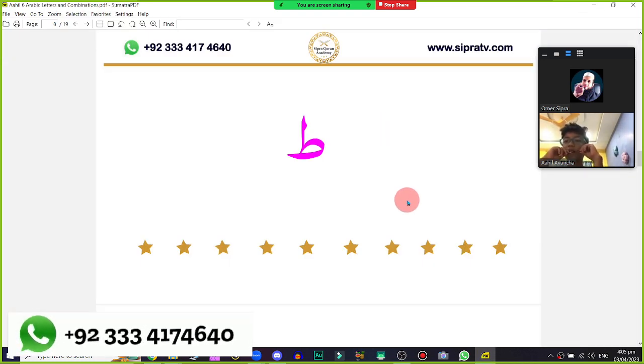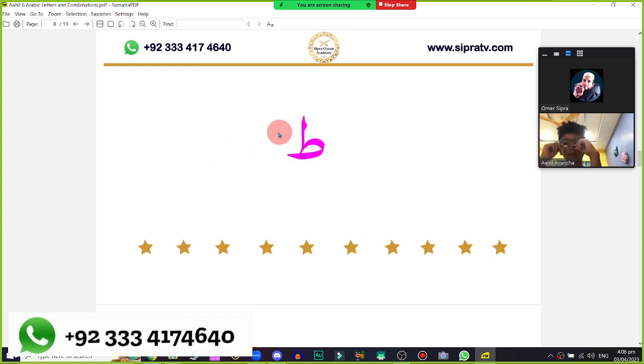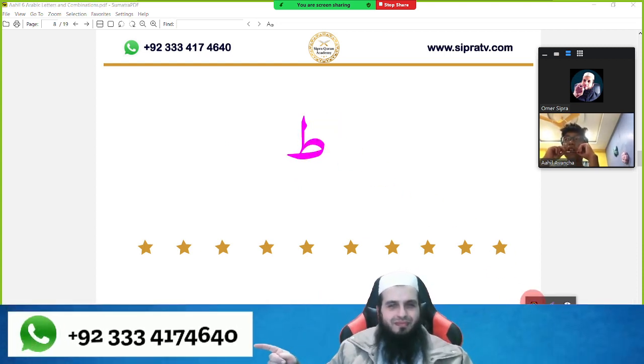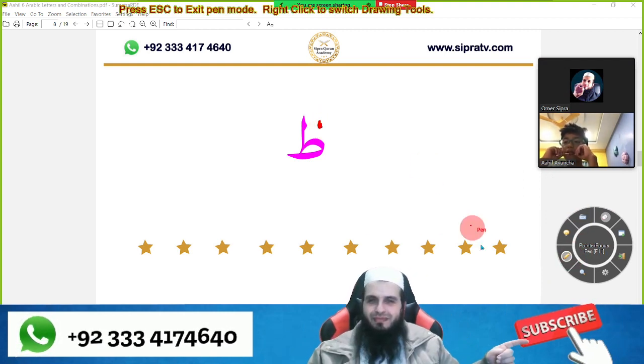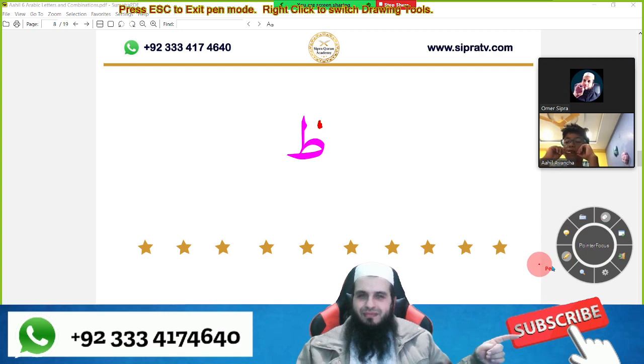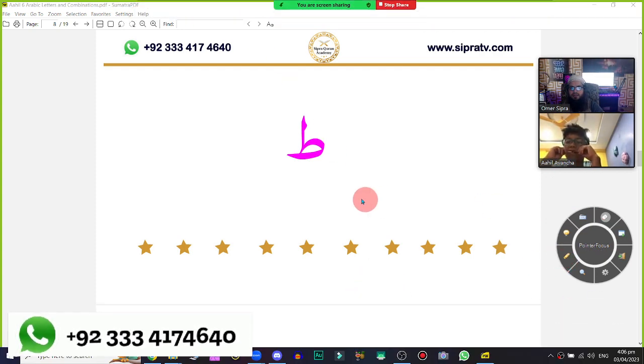So, in the letter Tha, nothing is changed. Even if the alphabets are connected before it or after it, or it comes in the beginning, in the middle or the end, the overall shape remains the same. So, there is no difference. Same is the case with the letter Dha. If we put a dot here, it turns into letter Dha. So, nothing is changed here. All right.